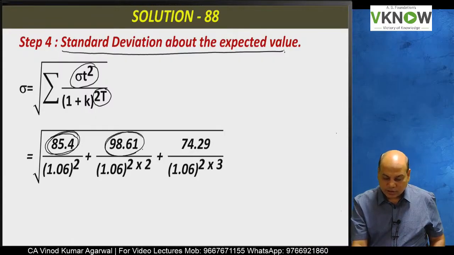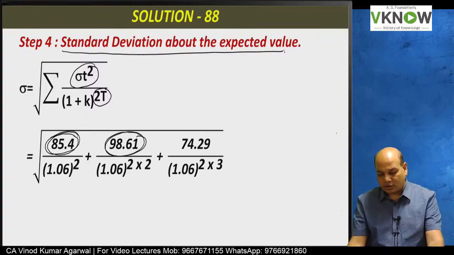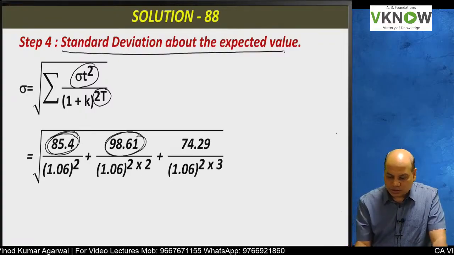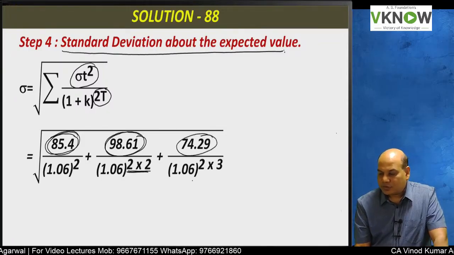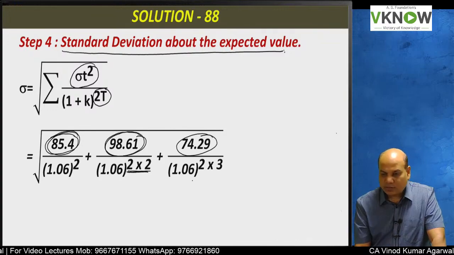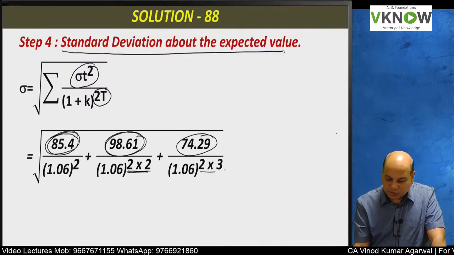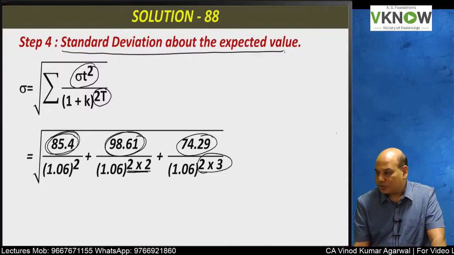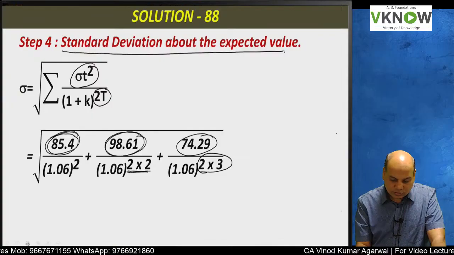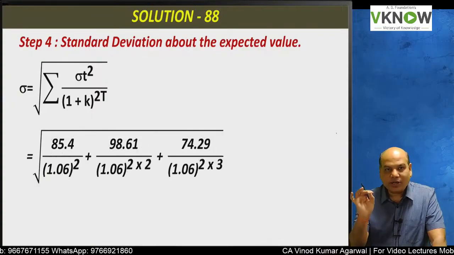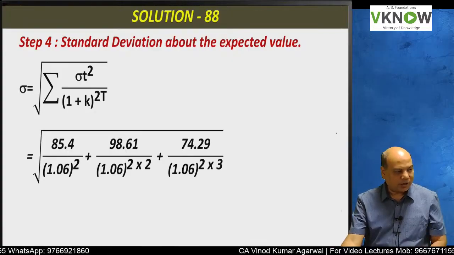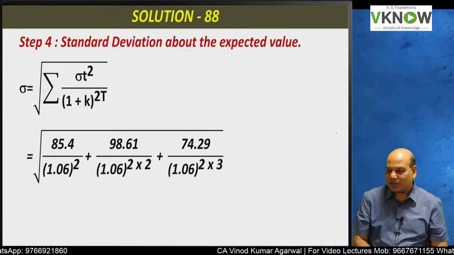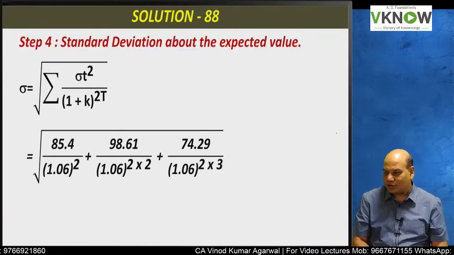Second year sigma square from the previous table: 98.61 divided by 1.06 to the power 2 into 2. Then third year sigma square: 74.29 divided by 1.06 to the power 2 into 3. Now you will have to solve it and give me the final answer. Let us see who will answer first. If you think you are a mathematically strong student, do it on the calculator and give me the answer.